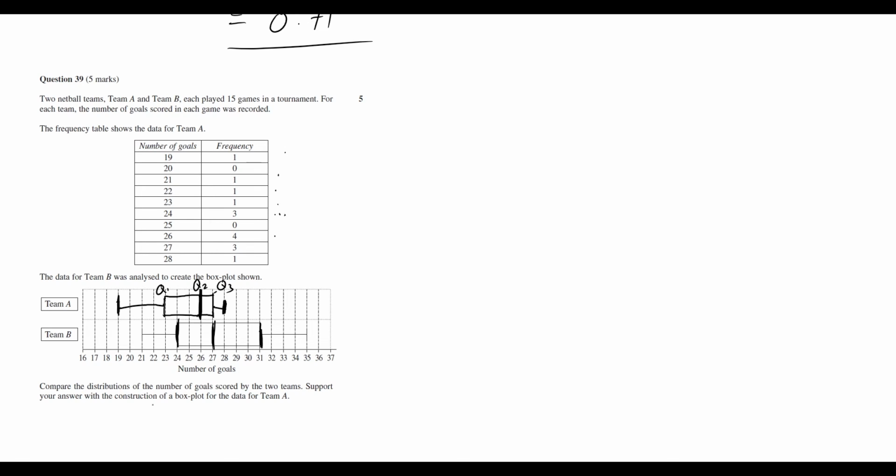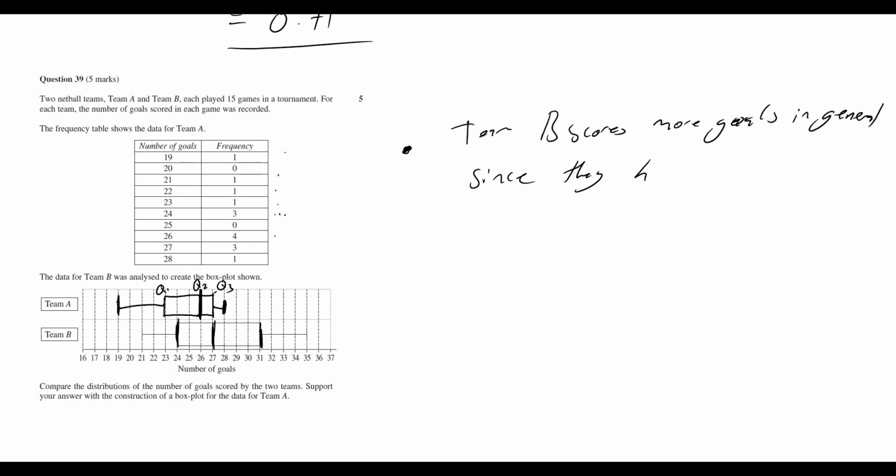So now it says compare the distributions of the number of goals scored by the two teams. So there's a few different things that we need to discuss, and we'll just go through them one by one. So the first thing is going to be the central tendency. So what we can say is that Team B scores more goals in general, since they have a higher median. Okay, and we can see that. So Team A has a median of 26, and Team B has a median of 27.